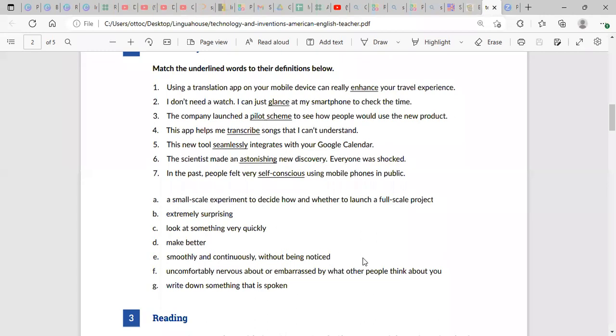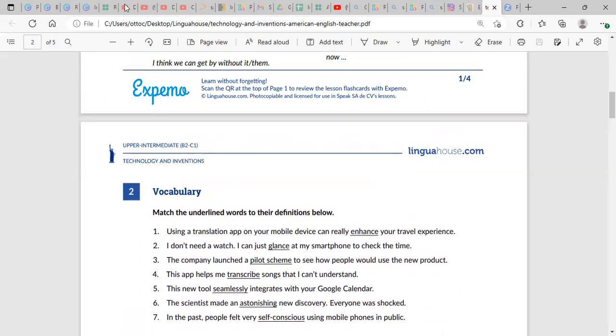Uncomfortably nervous about or embarrassed by what other people think about you. So that is negative, okay? Can you think about a situation that is uncomfortable or embarrassing? You are making a presentation in your company. Okay, you get self-conscious there. Very good. Maybe you are wearing new shoes and you don't know if they are too fancy or if they suit your style or your outfit. Maybe you can feel self-conscious, okay? Or maybe the first time you wear glasses, you can feel self-conscious as well, okay? So that is self-conscious, something negative.